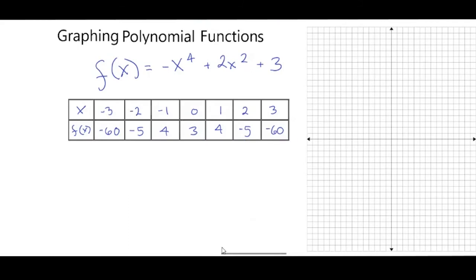But just to be sure, let's plug it in to see. So, negative 3 to the 4th power plus 2 times 3 squared plus 3. Well, 3 to the 4th power is 81, but it's negative. 3 squared is 9. 9 times 2 is 18 plus 3. Well, negative 81 plus 18 is negative 63 plus 3 is negative 60.